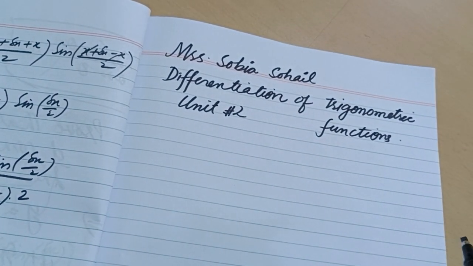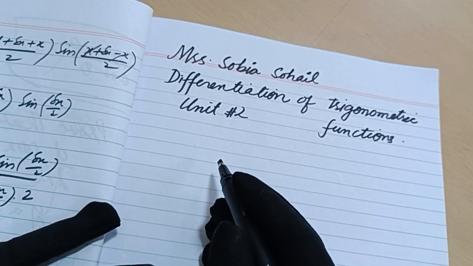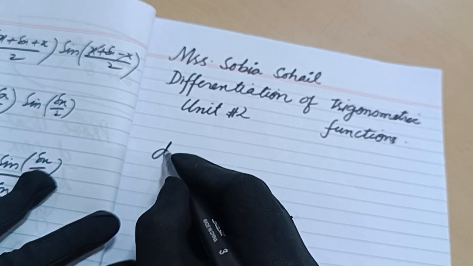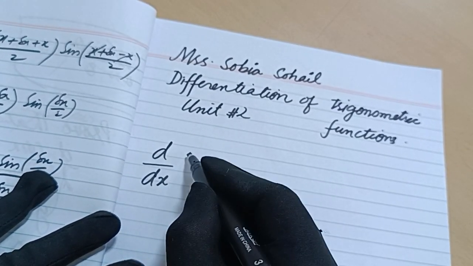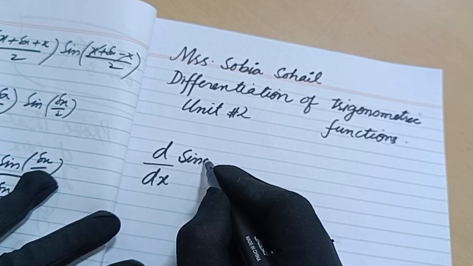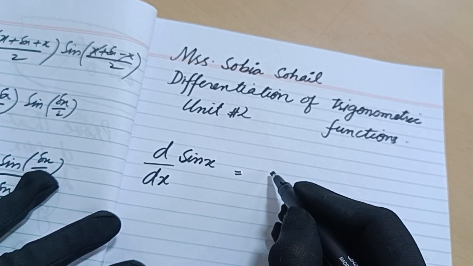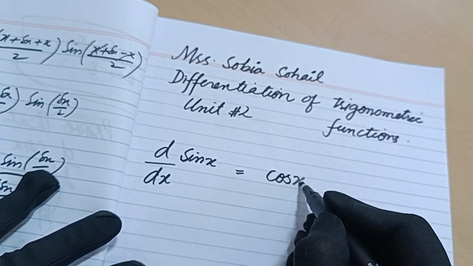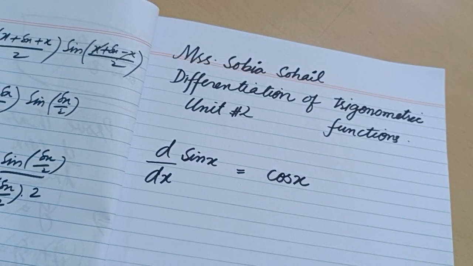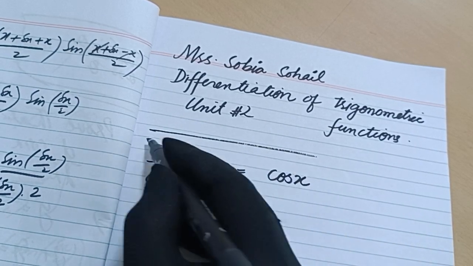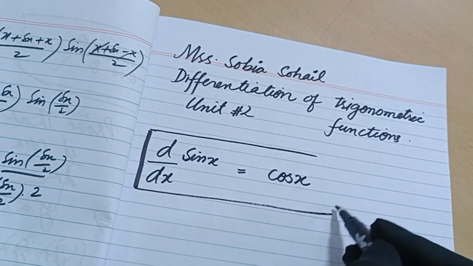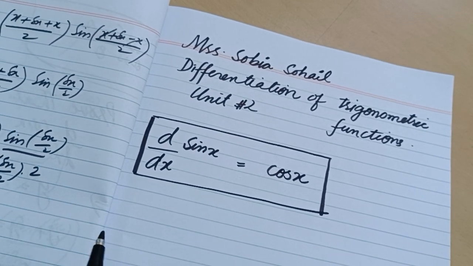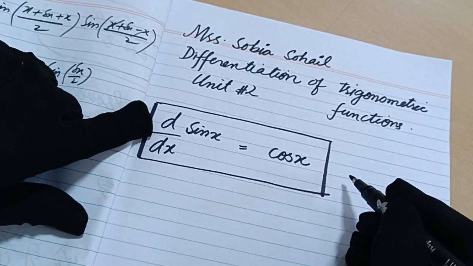Hopefully, you are doing well and you have revised the previous video in which I solved the derivative of the first trigonometric function, sine of x, and the derivative of that was cos of x. This was the first basic case on the trigonometric ratio sine of x.